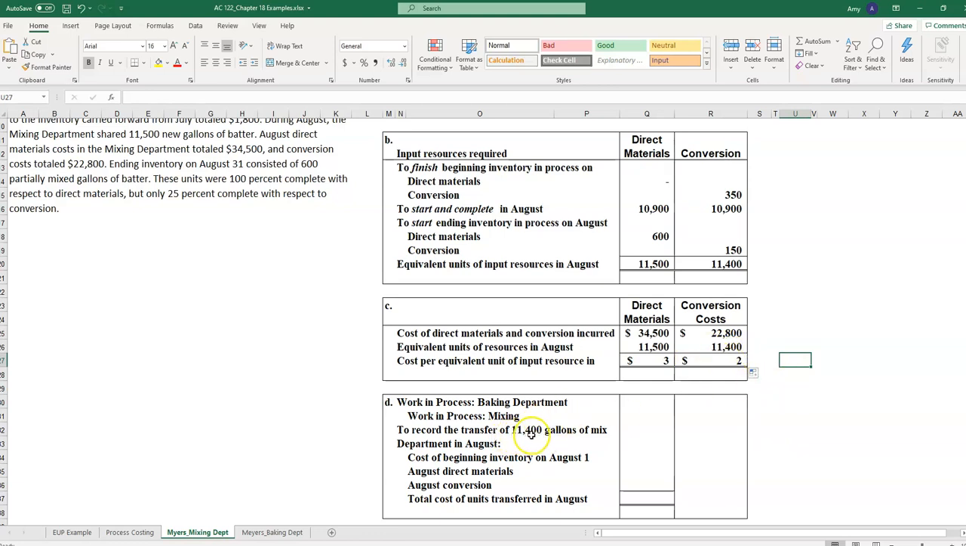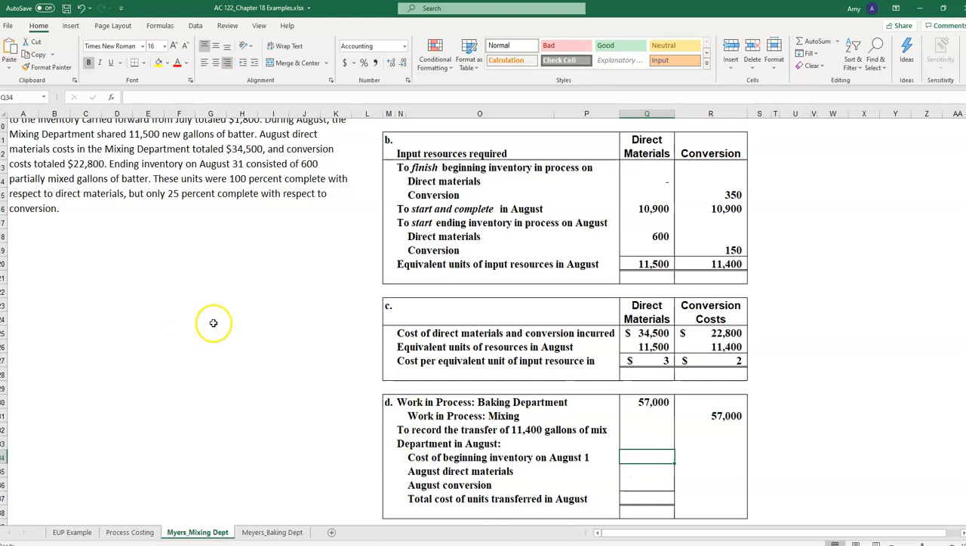Now we're going to record the transfer of that 11,400 gallons of mix to the baking department. So we'll have 11,400 gallons of mix times $5, because we add 3 plus 2, we get $5. That's our total cost. And we transferred 11,400 gallons. So our cost that was transferred was $57,000.